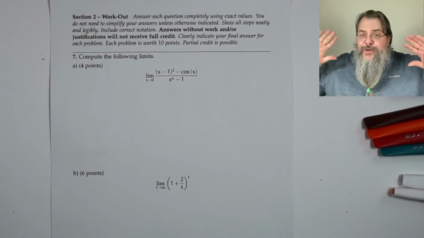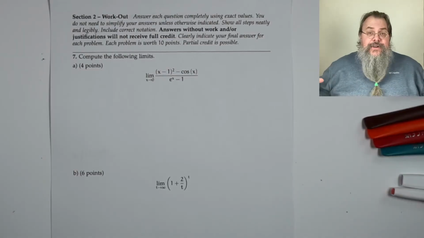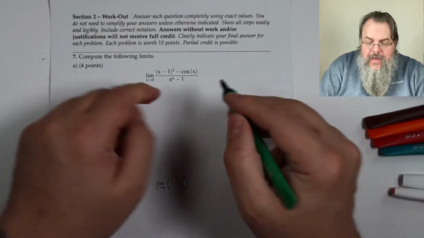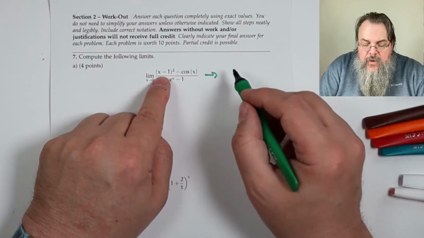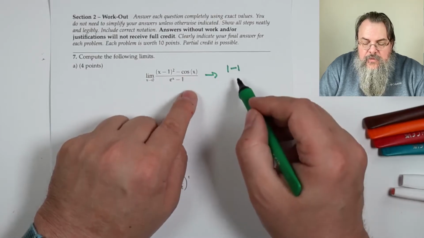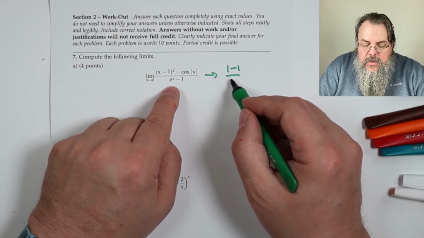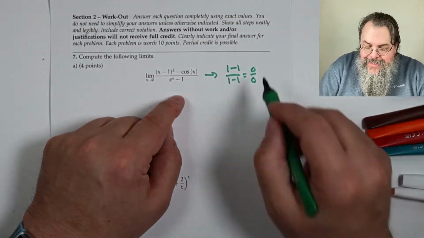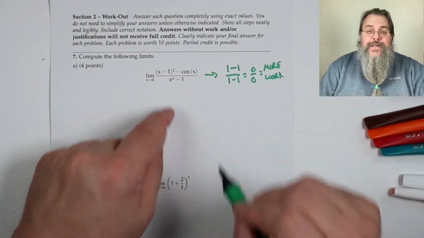Now, the first thing you should try with limits is plug it in, because if you get something out, you're done. And if you don't, you kind of have an idea of where you're going. So what's happening here? When you plug in 0, (0 minus 1) squared is 1. Cosine of 0 is 1, so 1 minus 1 upstairs. Downstairs, we have e to the 0, which is 1, minus 1. Well, that's 0 over 0, which means more work. That's what we need to do.